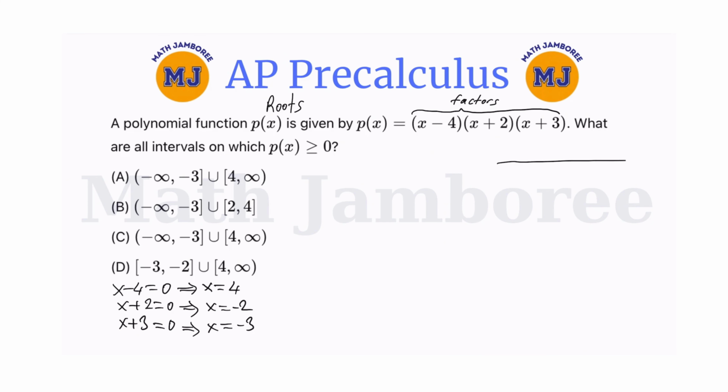So we just found 3 roots. In order, negative 3 comes first, then negative 2, and a positive 4. I'm going to use some test points to check these regions. In the first region, I will use negative 4. Between negative 3 and negative 2, we can use negative 2.5. Then between negative 2 and 4, we can use just 0. And we can use 5. These are our test points.